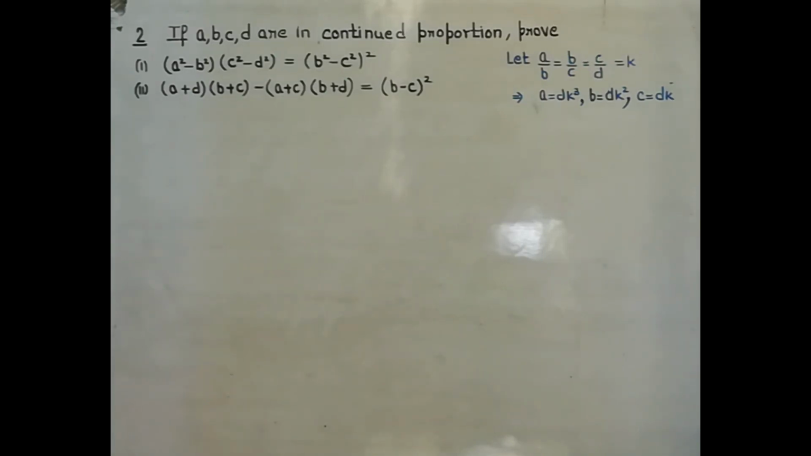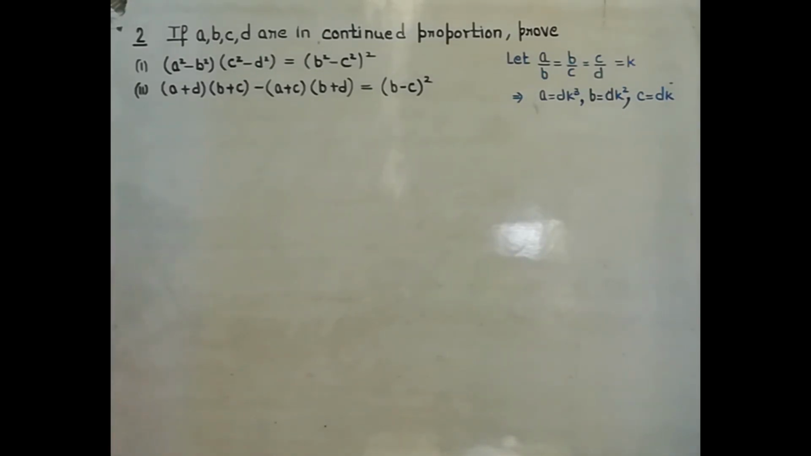Now when they are in continued proportion, you have to find A, B and C in terms of D. So C will be equal to dk, B will be equal to dk square, and A will be equal to dk cube. This I have already explained in the starting, how to get A, B, C in terms of D. Whenever they are in continued proportion, you have to get it in terms of the last variable, that is D. That I have already explained. Now these values will be substituted on the left side and on the right side.